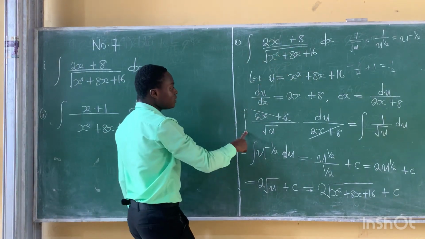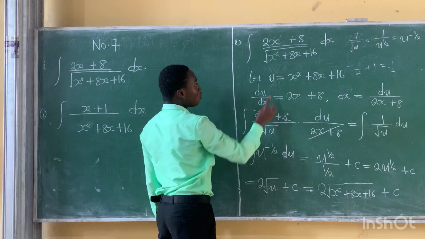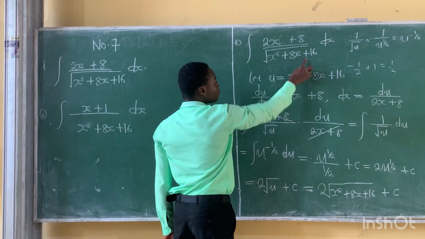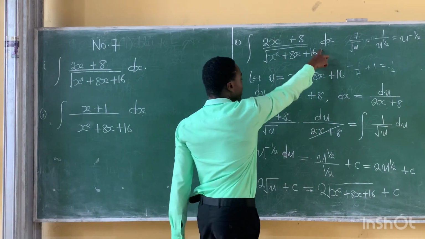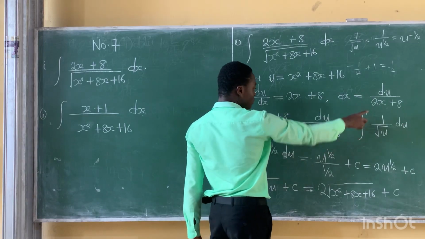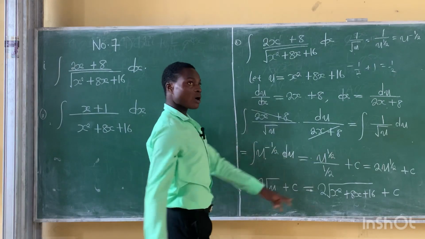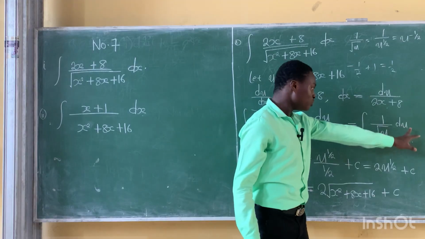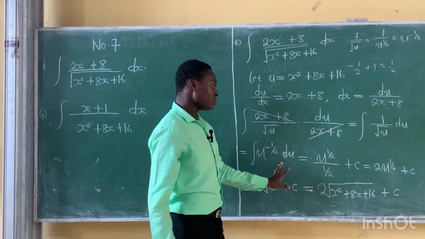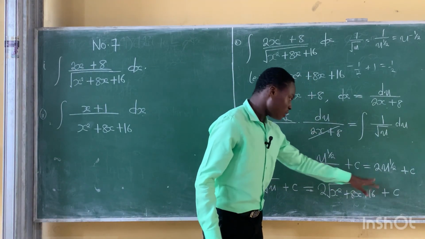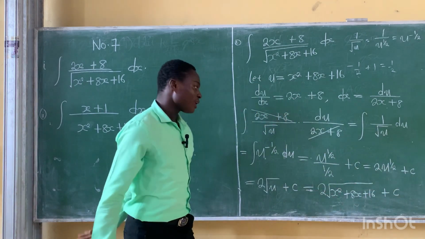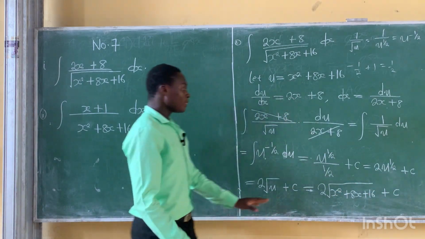So what you have there is the integral of 2x plus 8 over the square root of, this becomes u. Then the dx becomes du over 2x plus 8. So this will cancel out, and what you have is 1 over the square root of u du. Then you can now integrate using the general formula. Then you have all this, and that becomes the solution of that given question.